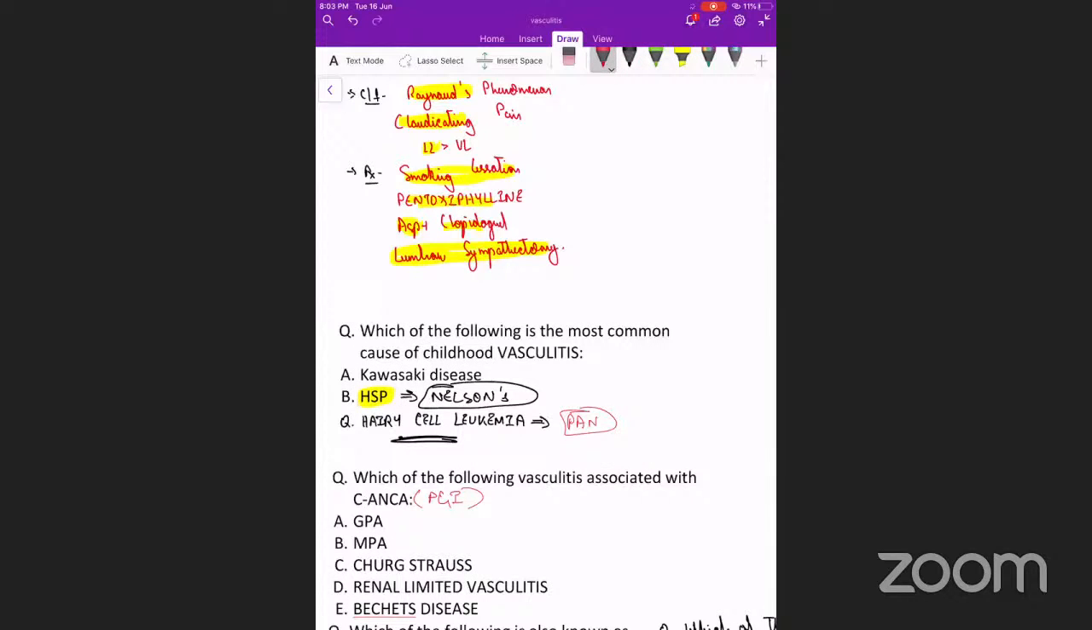What I had mentioned was, it was predominantly C ANCA and predominantly P ANCA, but it doesn't mean that the ones with P ANCA won't have C ANCA positive. Yes, very good, one plus. So the answer is A, B, C, and D.